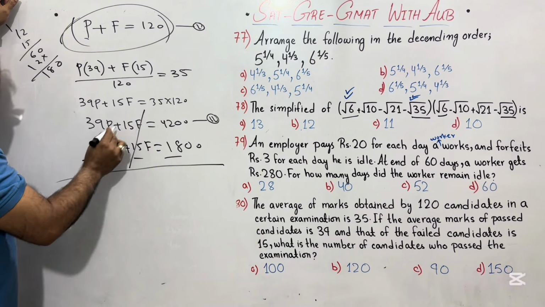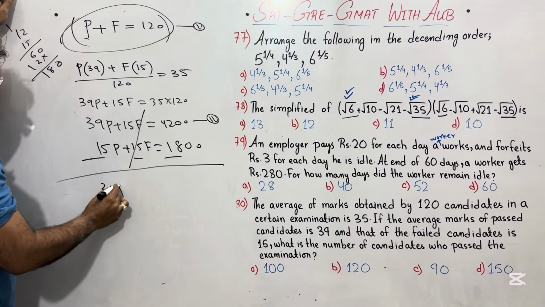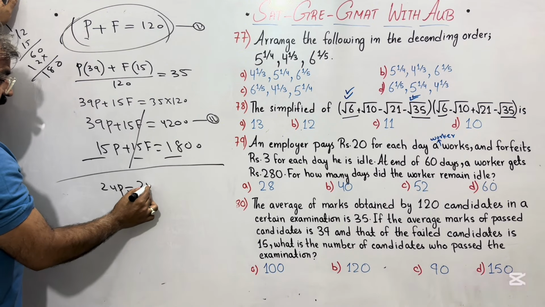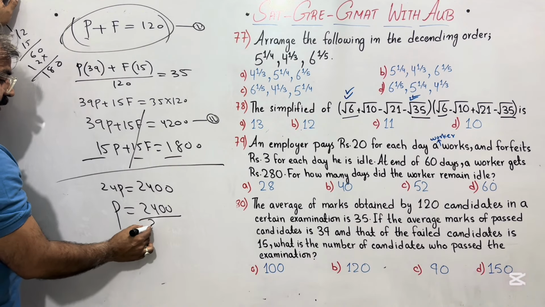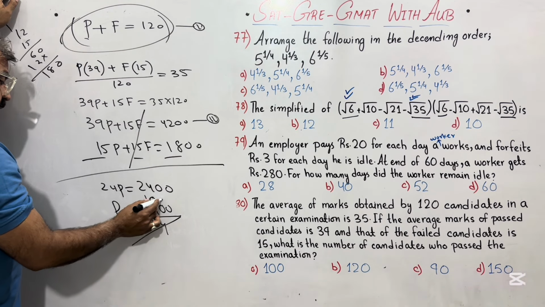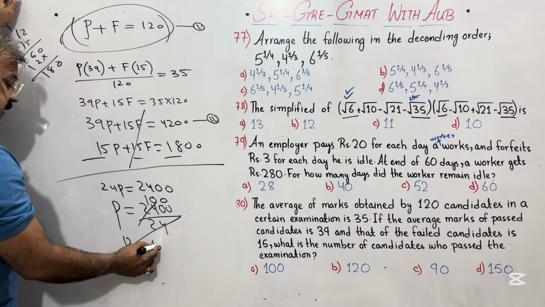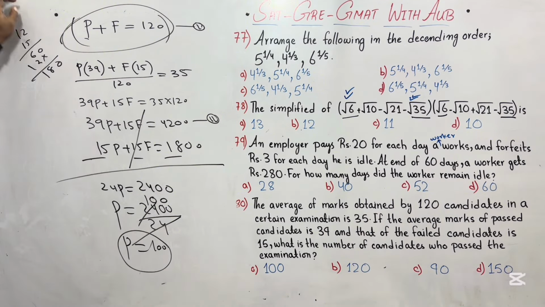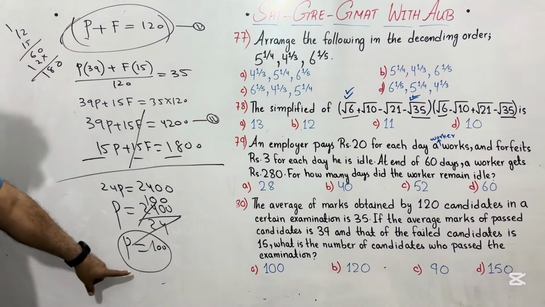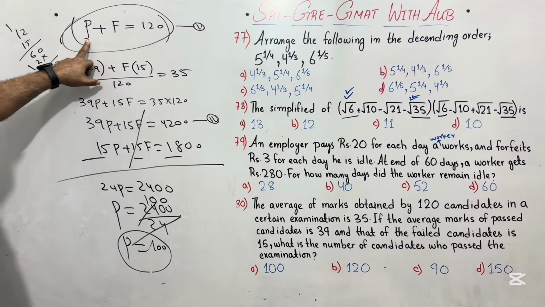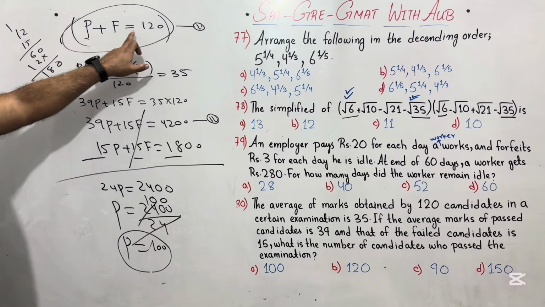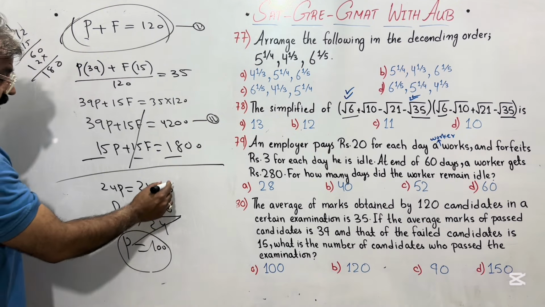Subtracting, we have 39p minus 15p, which is 24p. 4200 minus 1800 is 2400. Solving for p, we have 2400 divided by 24. Applying the table of 24 one time, p is 100. So the number of passing candidates is 100, while the number of failed students is obviously 20, because the sum of passers and failures is 120. Plugging in the value of passers, 100 plus f equals 120. Solving for f, the number of failed candidates is only 20.